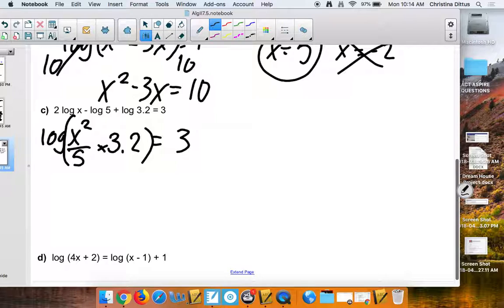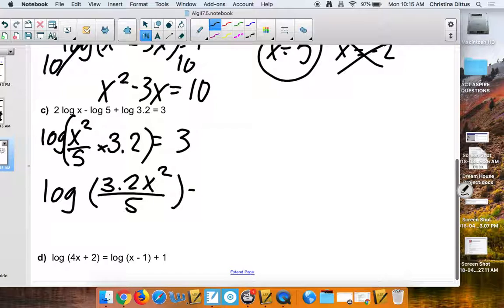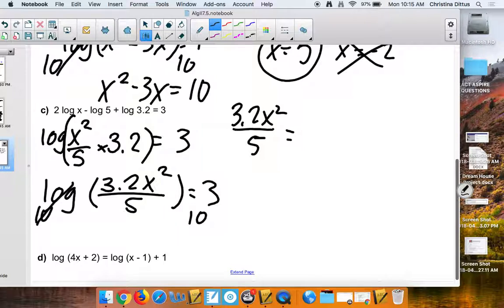Okay, let's make it look prettier. So we got the log of 3.2x squared and then divided by 5. Would you agree that's the same thing? Yes, it is. Is my log by itself? Yeah, what should I do? 10. Do my 10s. So I get 3.2x squared divided by 5 equals how much? 10 cubed? 1,000.